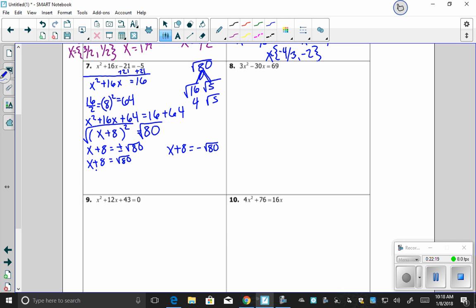So here I'm going to subtract 8 from both sides. And I'm left with x equals negative 8 plus 4 square root of 5. Subtract 8 from both sides. And I'm left with x equals negative 8 minus 4 square root of 5. So that is my final answer.